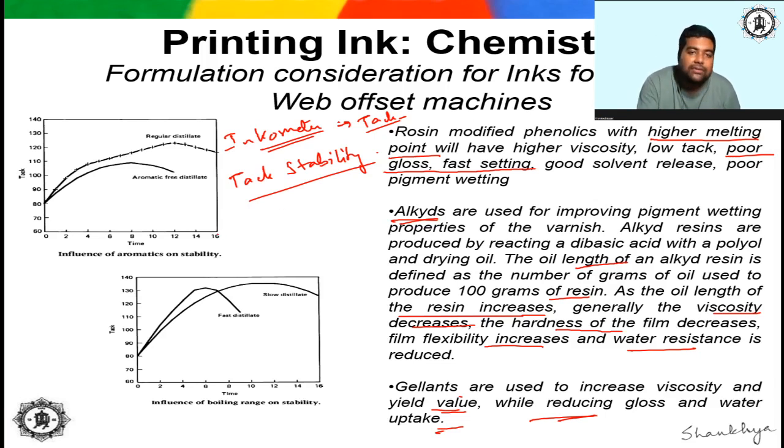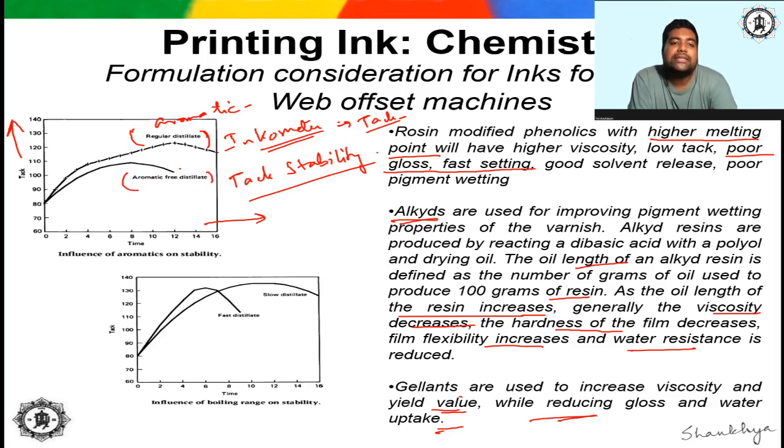So such a curve is given over here. This axis is increasing time in minutes, and this is the increasing value of tack. Here you see two distillates have been given, two varnishes have been prepared. One using a regular distillate, which contains aromatic hydrocarbons, and the other distillate does not contain aromatic hydrocarbon, an aromatic-free hydrocarbon distillate. So what is the effect of both these distillates on the tack stability of the varnish?